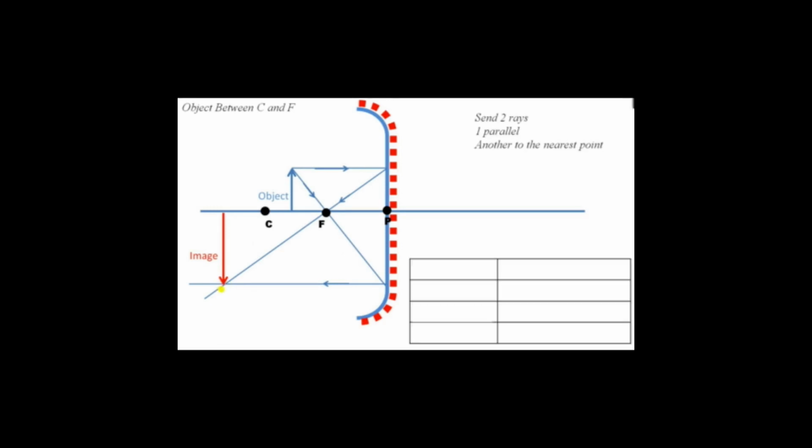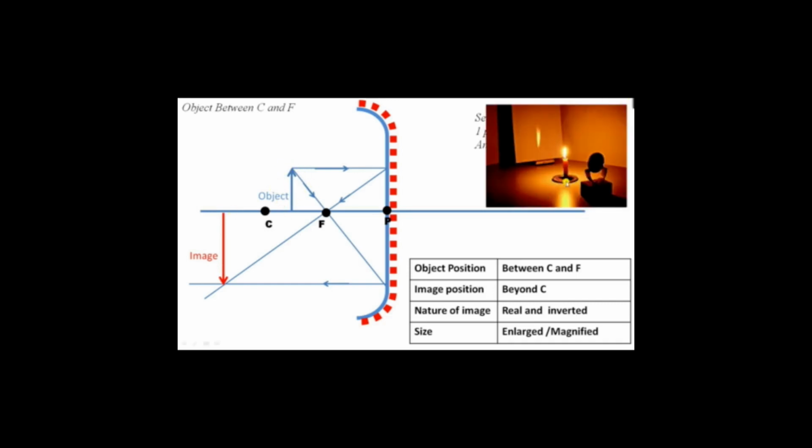Now you can easily see what kind of image we have got. Object position is between C and F, image position is beyond C, and the nature is inverted, and inverted is always real, so real and inverted. And size, this time it is enlarged because the size of the image is greater than the size of the object.